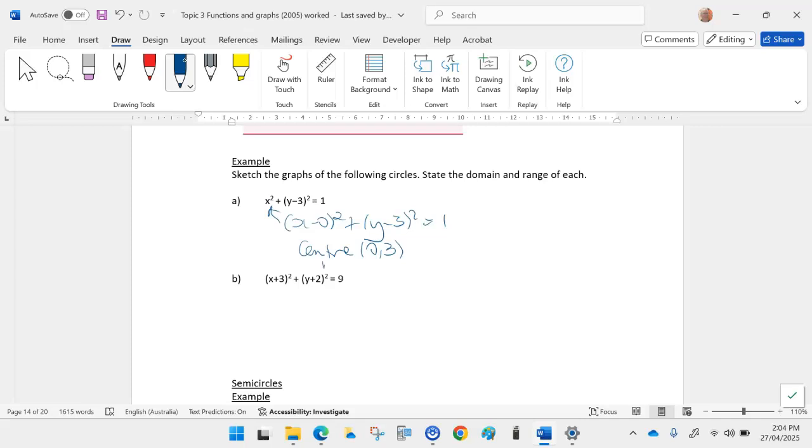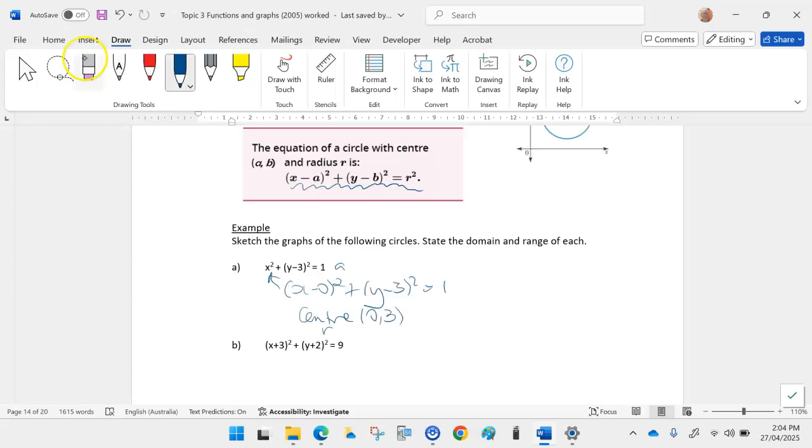And the radius would be, so that's supposed to equal r squared according to the formula. In this case, the radius would be the square root of 1, which would be 1. We won't worry about the negative version at the moment. So let's sketch this graph and then use that to state the domain and range.